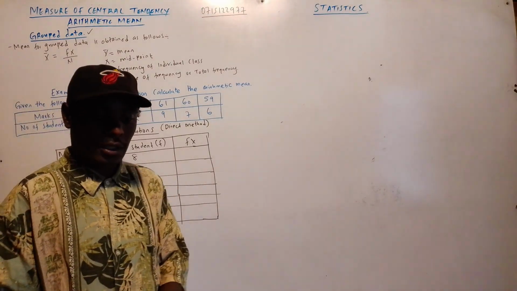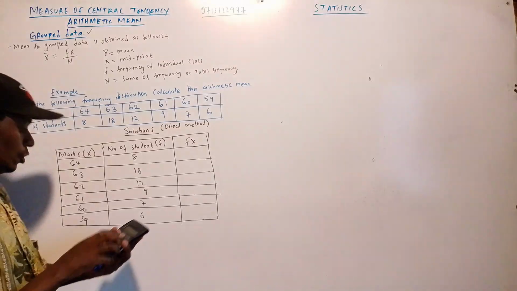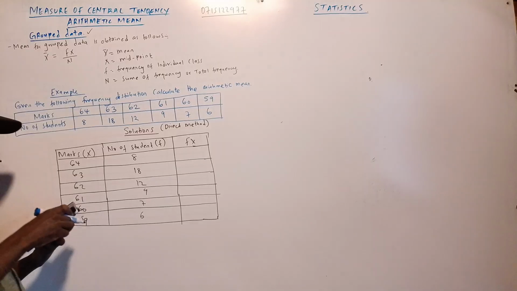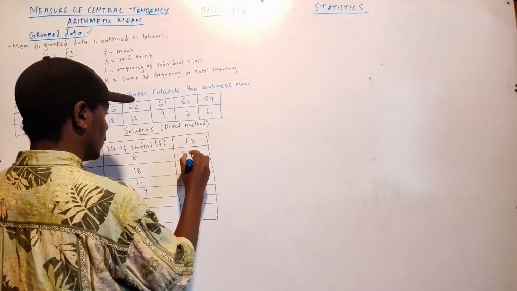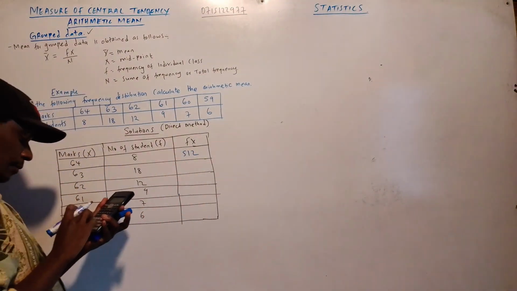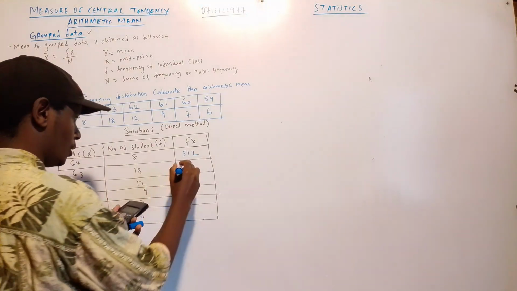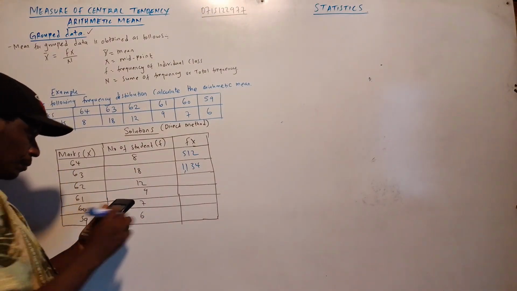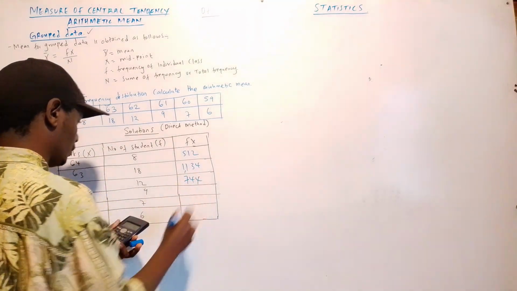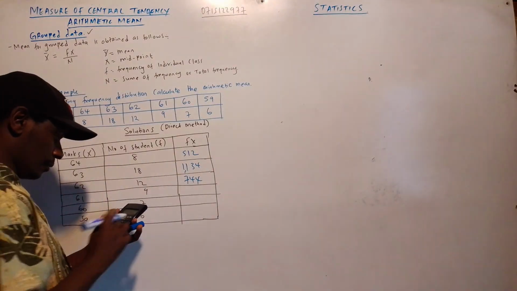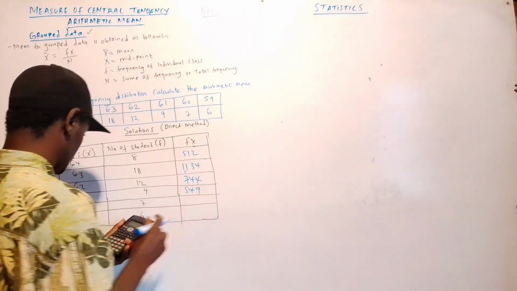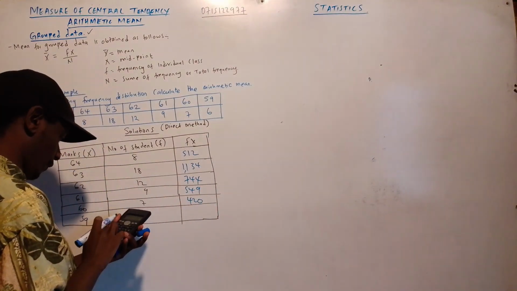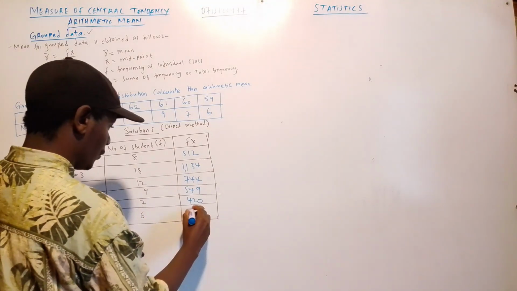Let us find fx. 64 times 8, how much? 512. 63 times 18 is 1134. 62 times 12 is 744. 61 times 9 is 549. 60 times 7 is 420. Then 59 times 6 is 354. Then we find the totals.